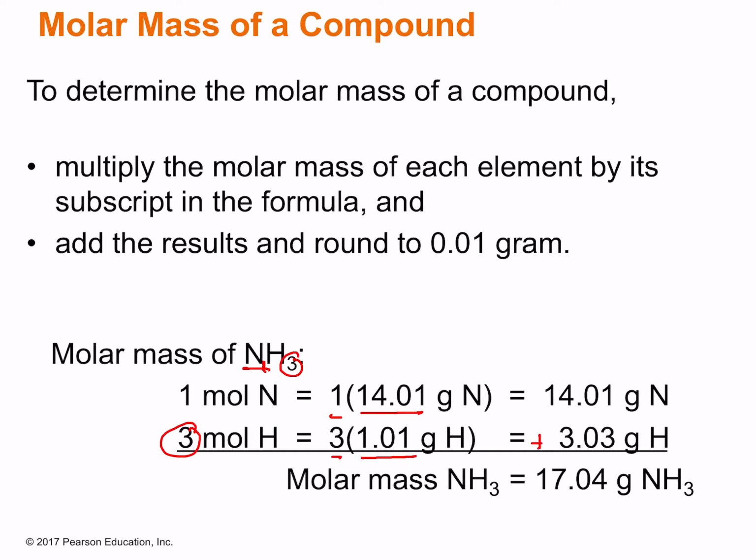And then we are just going to add these. So 14.01 plus 3.03 grams will give us 17.04 grams of nitrogen trihydride, which is the molar mass of nitrogen trihydride. So if we're trying to find the molar mass of a compound, we're essentially going to add up all of the elements that are in there, all of the masses of those elements.